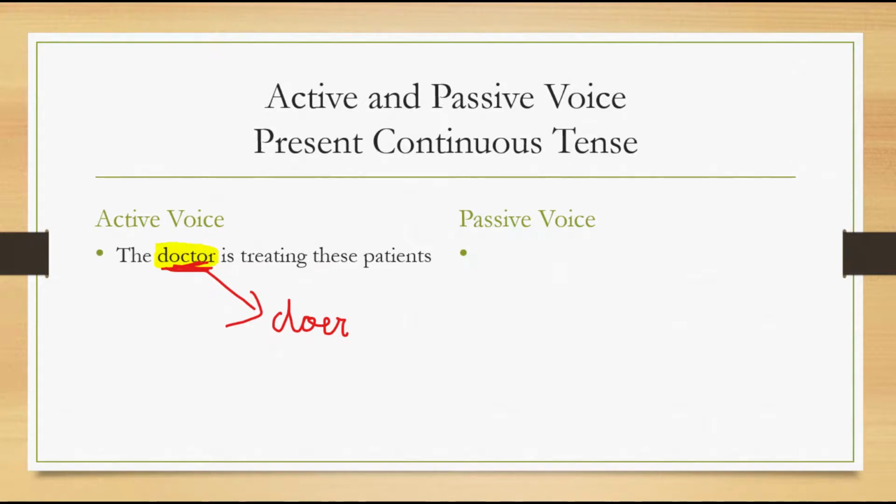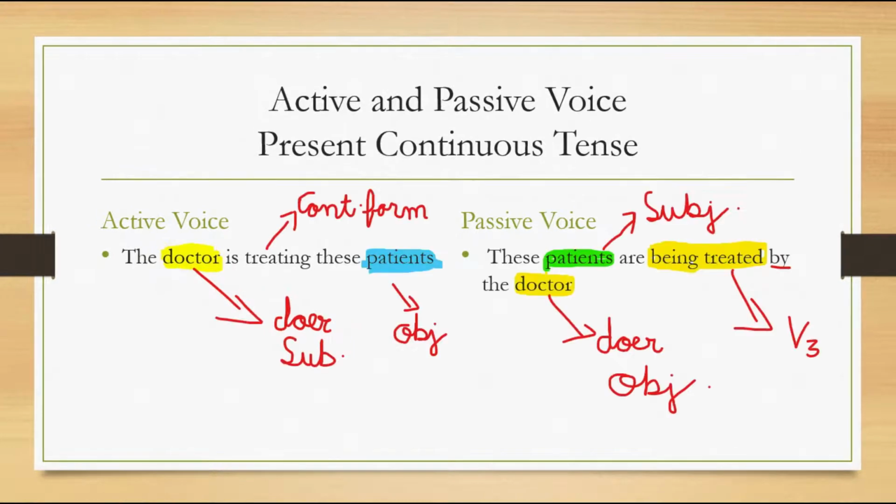Okay, so imagine the doctor is the doer. It's a simple and easy sentence. Is treating. The present continuous is here. Let's imagine I'm walking in the hospital and I say, these patients are being treated by the doctor. Yes, this is the passive voice. Now let's see, is treating who? Who is the question. Or treating what?